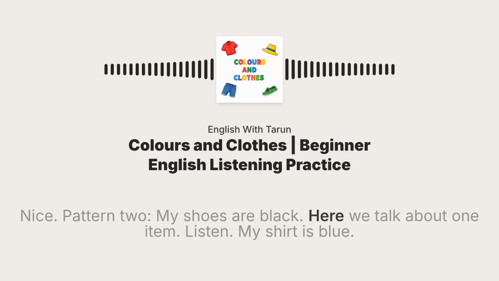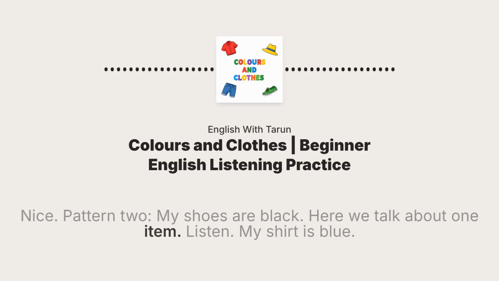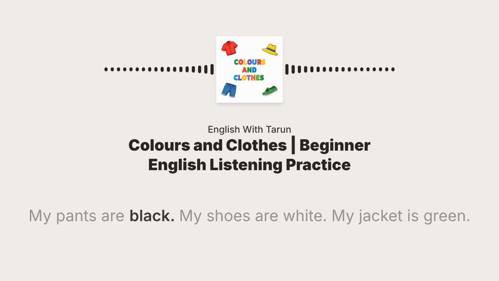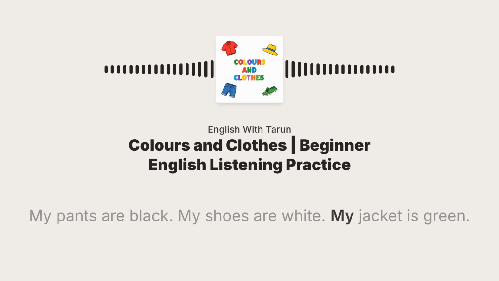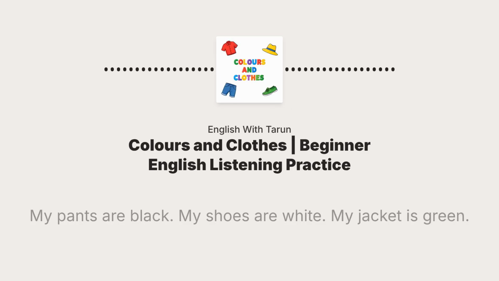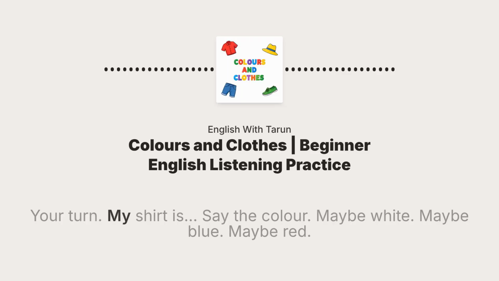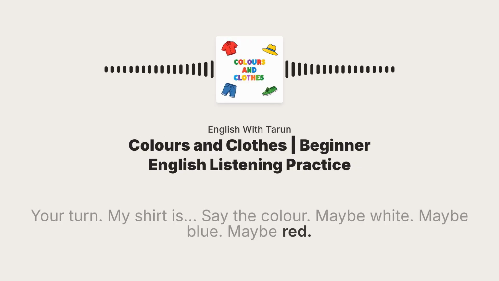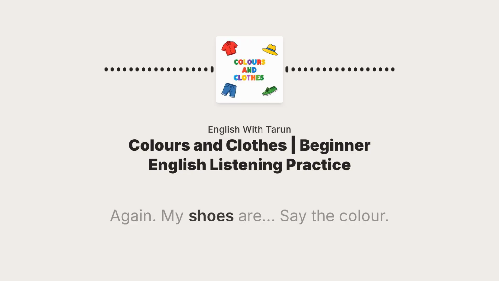Here we talk about one item. Listen. My shirt is blue. My pants are black. My shoes are white. My jacket is green. Your turn. My shirt is... Say the color. Maybe white. Maybe blue. Maybe red. Again. My shoes are... Say the color.